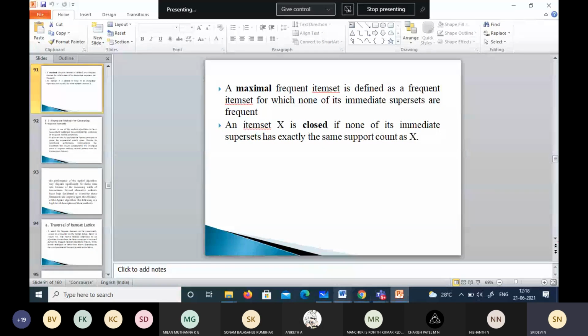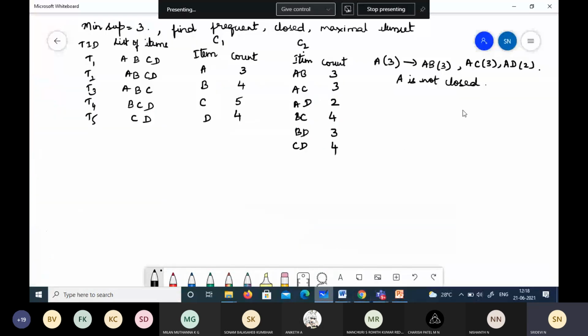If we move further, we will come to know what is closed and maximal. Now we are not finding item A as closed or maximal. That is because its support count is not greater than its immediate supersets, so it is not closed. It is not maximal because there is an item with support count equal to the minimum support count. Sorry, I'm calling it a super count; it is support count. So A is also not maximal.